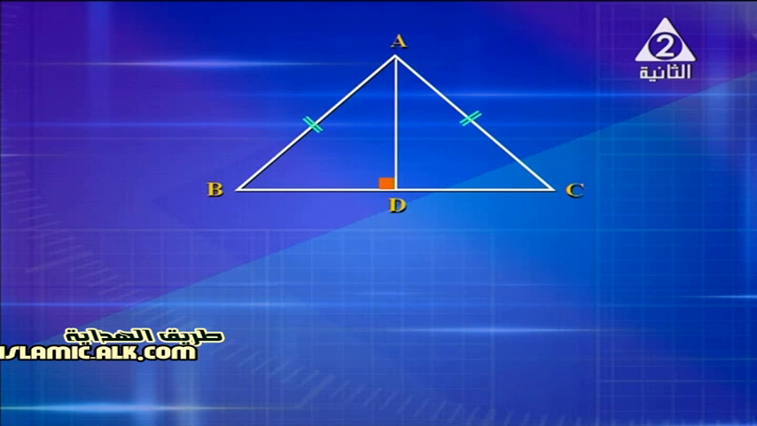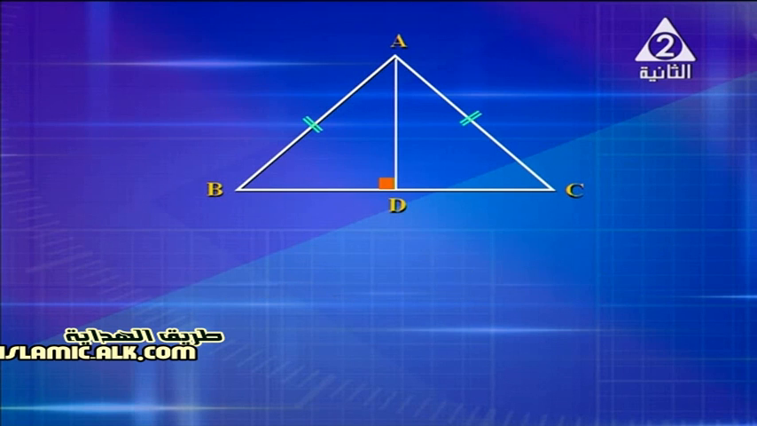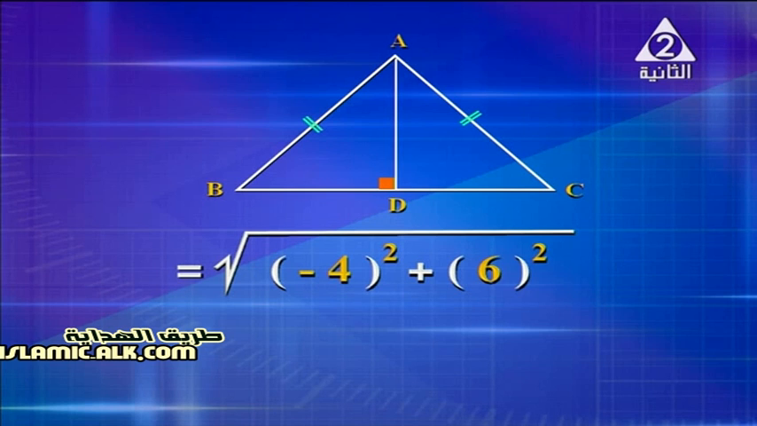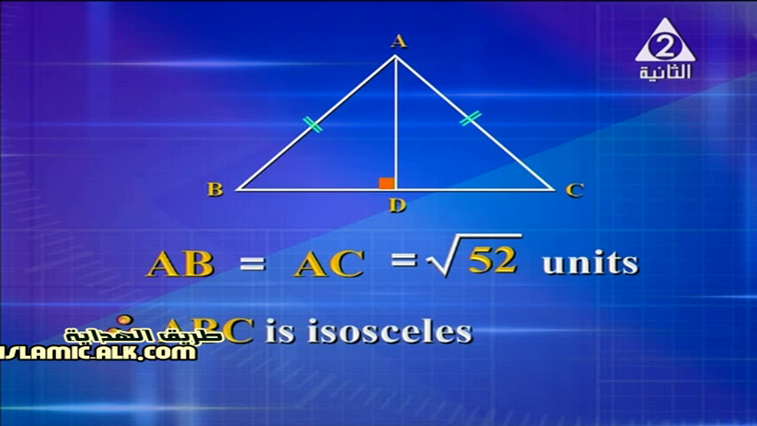Then what about the length of AC? It is square root of (negative 3 minus 1) squared plus (0 minus negative 6) squared, which gives square root of negative 4 squared plus 6 squared, to give a result of square root 52 units. Here you are going to notice that AB equals AC equals square root 52 units. Two sides in the triangle are equal, so we can say that triangle ABC is an isosceles triangle.